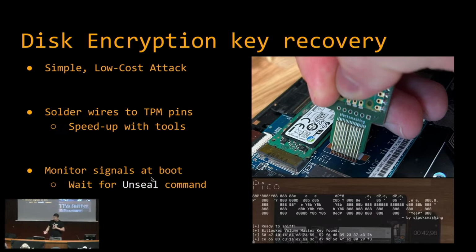And what happens is that once you are set up, you just monitor the signals with the logic analyzer, wait for a specific command, the unseal command, and then you get the key. On the right side, you can see a Pico TPM sniffer, the tool above, and you can see that the guy recovered the BitLocker key in a few seconds. It took him, including tearing down the laptop, 43 seconds to get the key. Of course, then you need to do some things on the disk, but it shows you how easy it is.